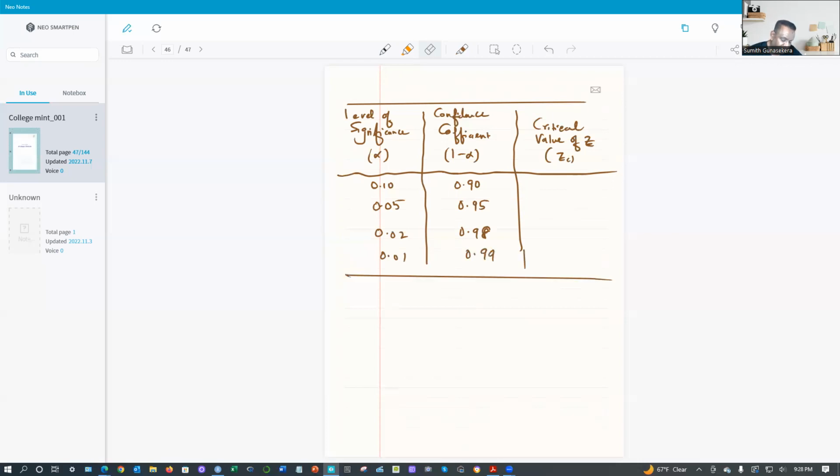Let's say what are their values. This one 1.64, this one 1.95, this one 2.32, this one 2.57.